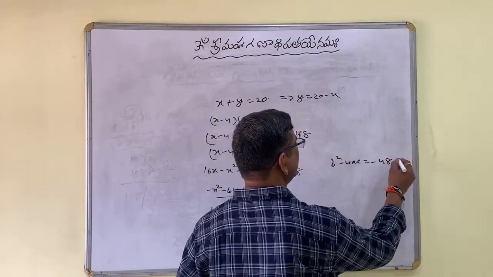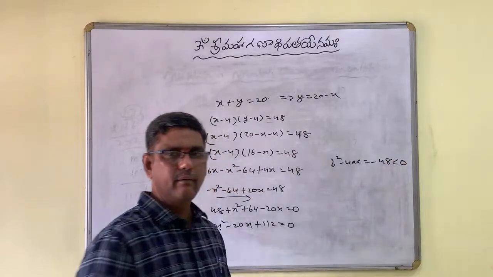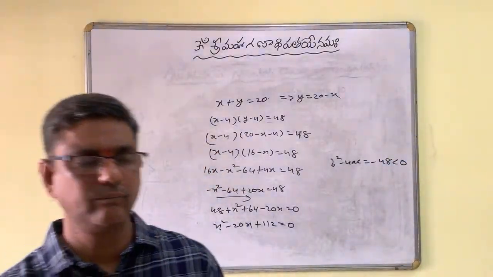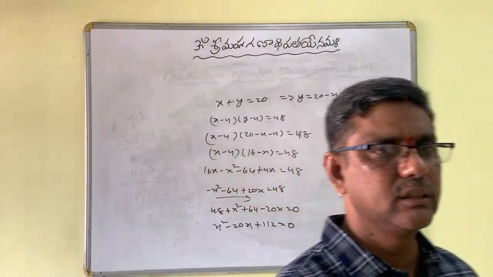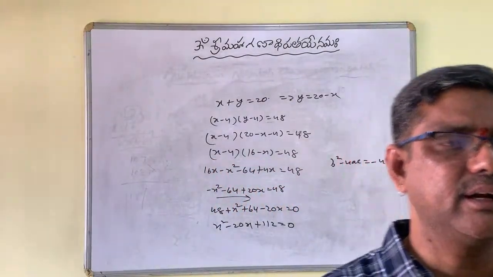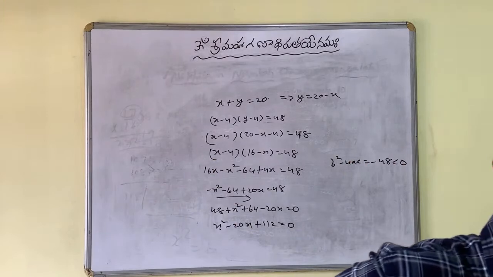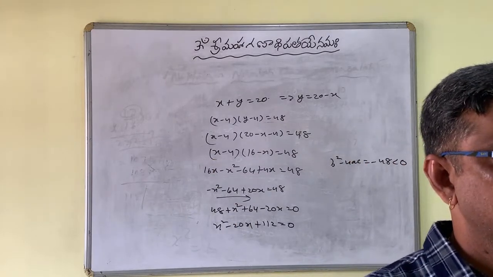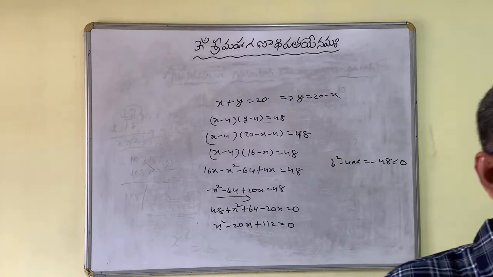b square minus 4ac is negative 48, which is less than 0. That means the quadratic equation does not have real zeros or real roots. So it is not possible.